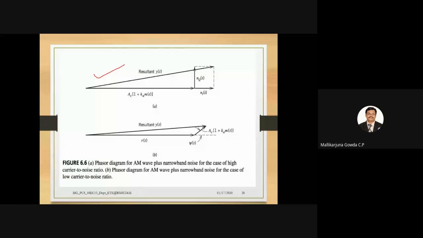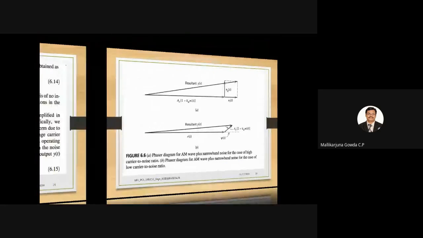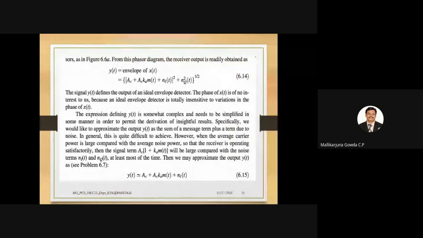Here, the resultant will be the envelope of x of t. So how do we define that envelope? Here it is defined. The envelope will be the square of [Ac + Ac ka m(t) + n_I(t)], meaning something multiplied by cosine, that will be squared, plus something multiplied by sine, that will be squared. Then the square root of that will give you the envelope of x of t.